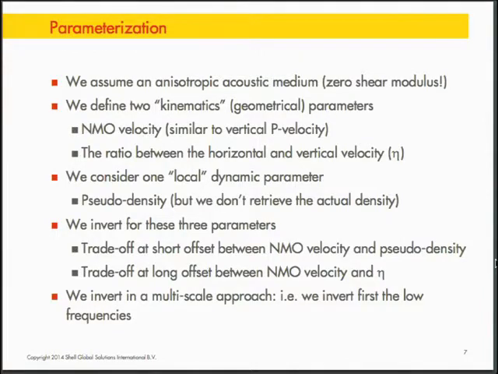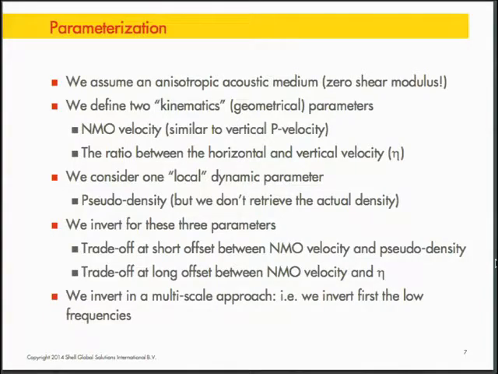And also, we don't invert for both vertical velocity and horizontal velocity, but we also use the ratio between the horizontal and the vertical velocity. The reason is that we believe that we can put a larger smoothing on the ratios than on the velocities. Thanks to that, we reduce the null space of the problem.